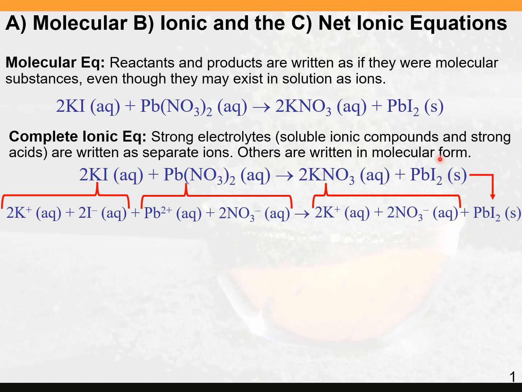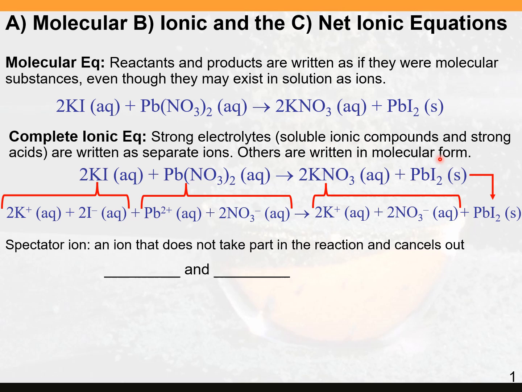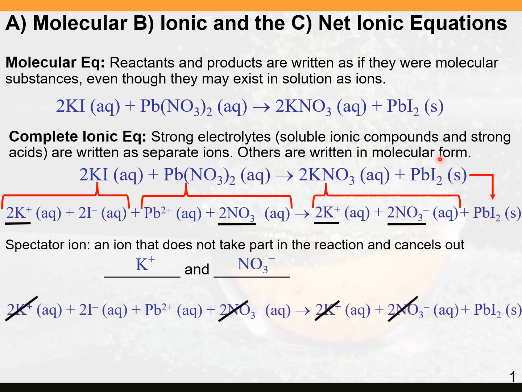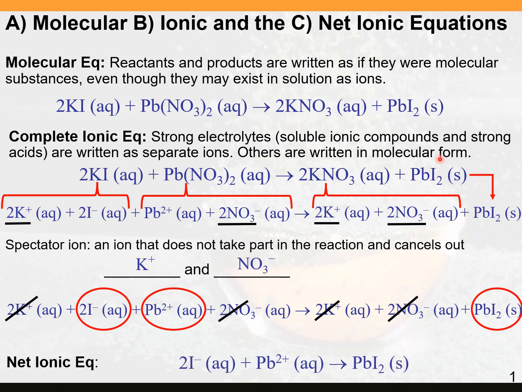In an ionic equation, there may be some species that do not participate in the reaction and remain the same. These are called spectator ions. In this example, potassium and nitrate ions are unchanged, and they are spectator ions. Spectator ions cancel out of the equation, and the remaining species are rewritten to obtain the net ionic equation. The net ionic equation is the ultimate reaction equation that shows the essential reaction.